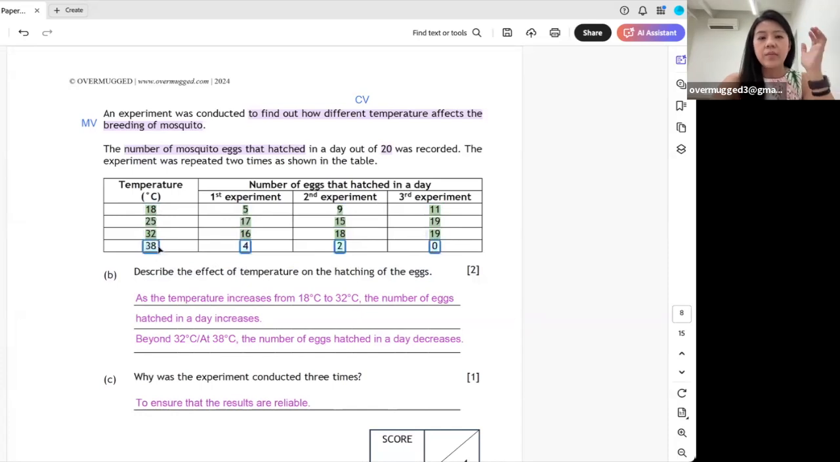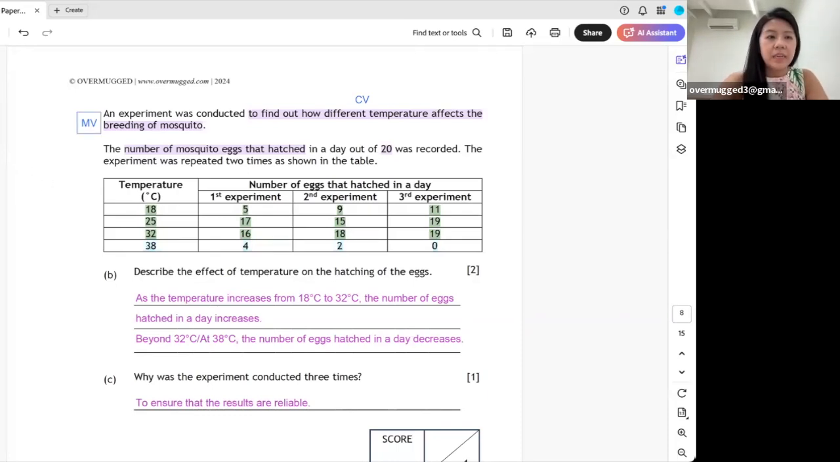So what it tells you is that after a certain point, the mosquito actually doesn't hatch or breed as well anymore. So in B, why is this a 2-mark question? Because there are 2 parts to answer and to account for in your data.